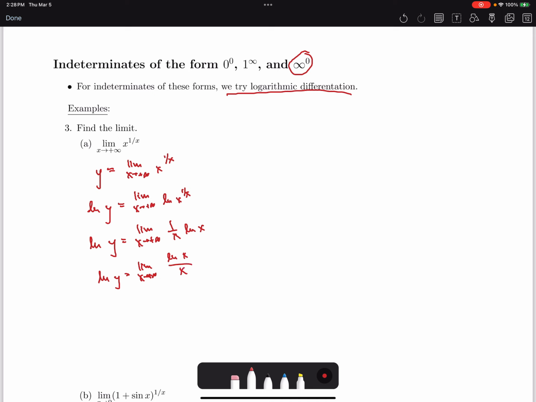Okay, so after using some properties of logarithms and then simplifying a bit, we have limit as x goes to positive infinity of ln x over x. As x gets really large, ln of x gets really large, and of course so does x. So this is now an indeterminate of the form infinity over infinity, and we can use L'Hopital on that. Okay, so let's apply L'Hopital. We'll take the derivative of the top and the derivative of the bottom. Okay, no big deal.